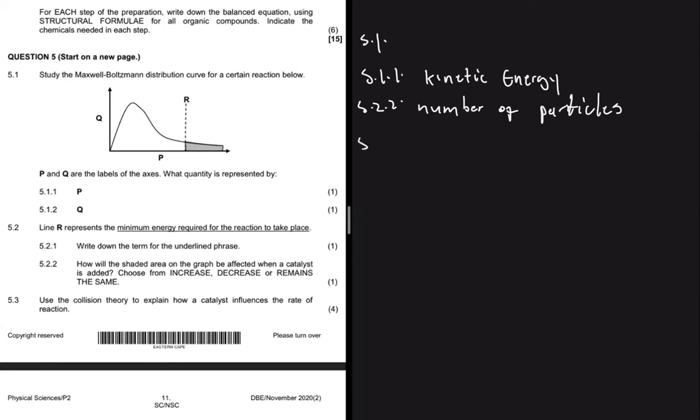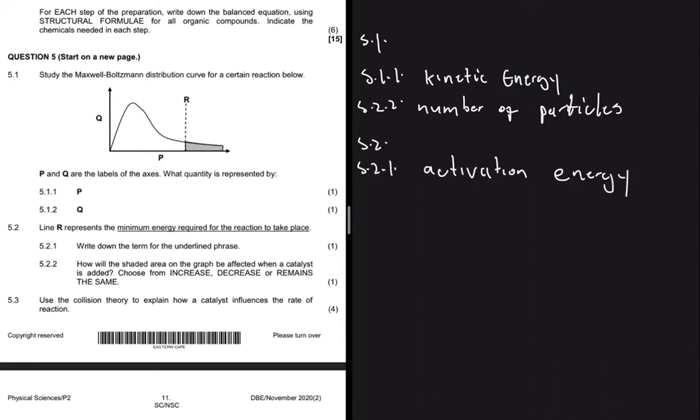And then 5.2, it says line R represents the minimum energy required for the reaction to take place. And then 5.2.1 says write down the term for the underlined phrase, minimum energy required for the reaction to take place. That's the activation energy.